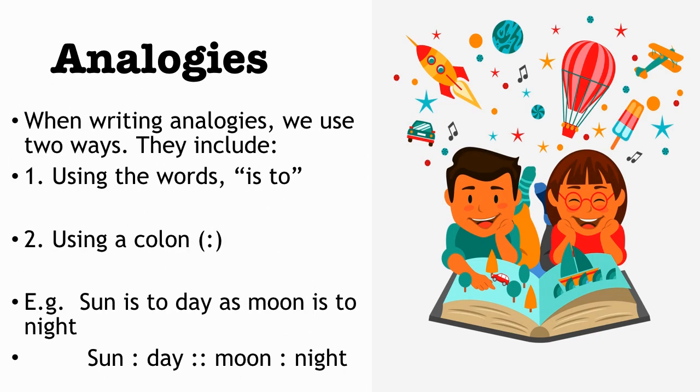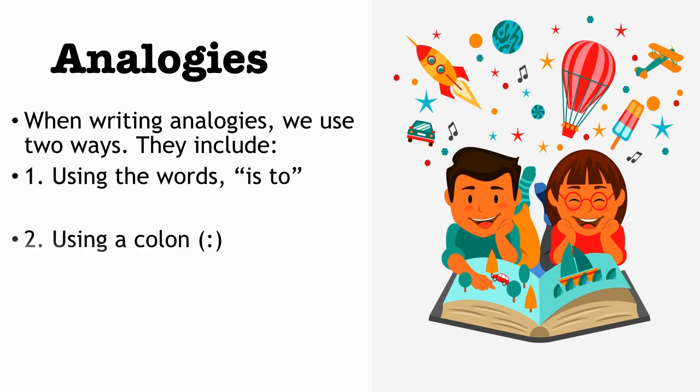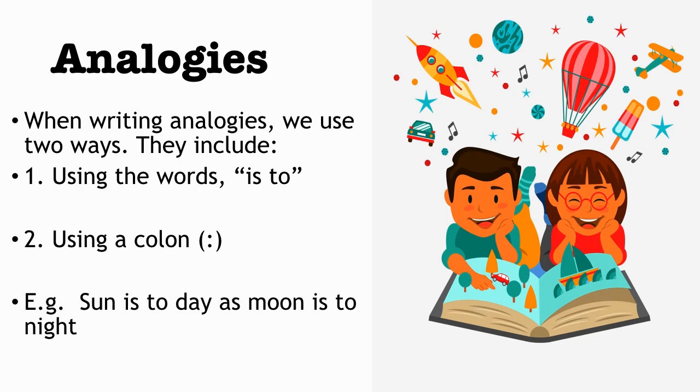So, for example, we have sun is to day as moon is to night. You see, here we use the words "is to." Same example, but this time we're using the colon. Sun, colon, which means "is to," day. And of course, you will have a double colon here, which means "as," moon is to night. Everybody sees the difference there?